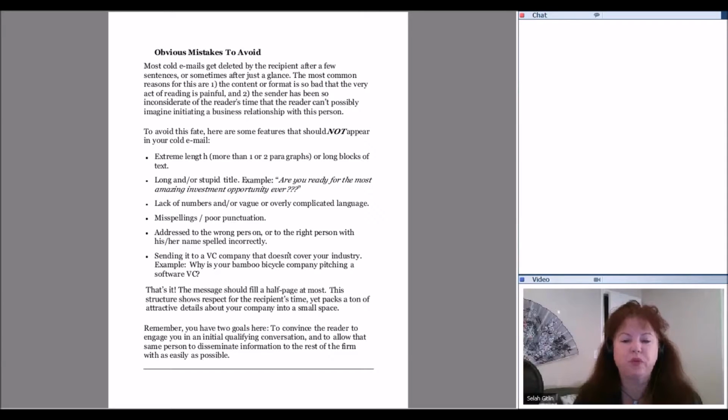Misspellings, poor punctuation, yeah, that's the mark of an amateur. Look, seriously, there are a lot of translation programs out there, editing programs. You can go on Fiverr.com and get somebody to review that for you for $5. If this email could lead to you raising $20 million, isn't it worth paying $5 to get somebody to look it over and correct it for you? Of course it is, right?